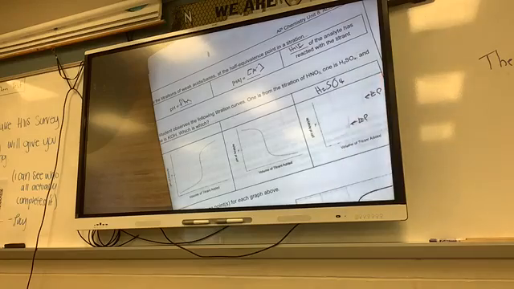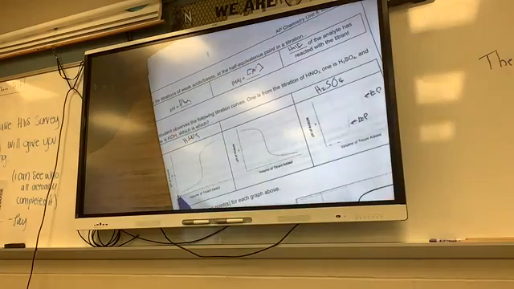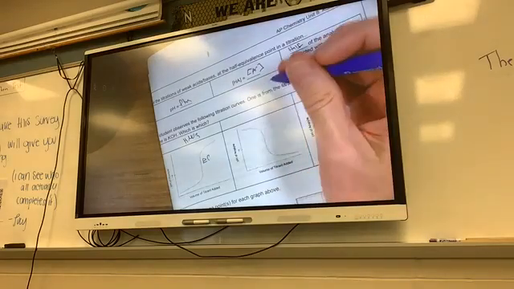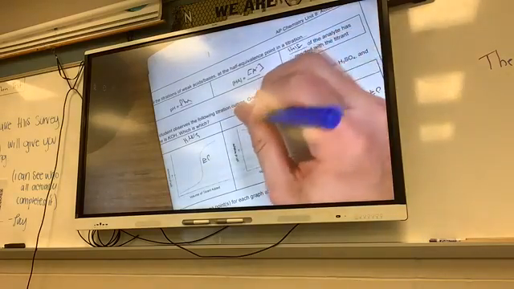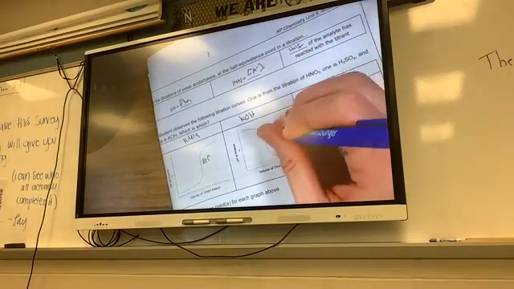Which one is the titration of HNO3? The first one. Why? Because my pH starts low. Here's my equivalence point, which means this other one has to be KOH, because my pH starts high. Here's my equivalence point.